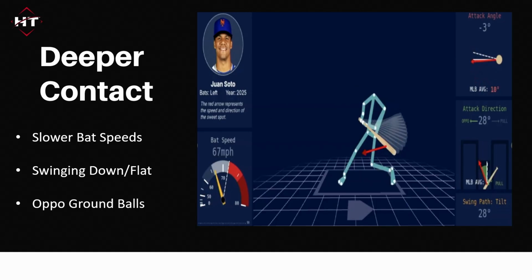So when they do square a ball up, it's going to be a hard backside ground ball, right? It's not going to be hit as hard as their pull side batted balls, but when they do hit a ball flush, that's what the ball flight is going to look like.